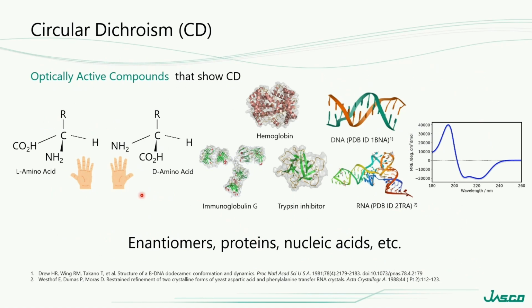Compounds that have chirality, such as amino acids and sugars, exhibit circular dichroism. Proteins composed of amino acids and nucleic acids composed of ribose also exhibit dichroism. And the CD spectrum shows a unique shape depending on the conformation of protein, peptide, and nucleic acid.